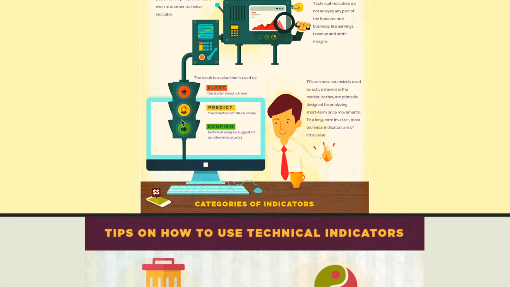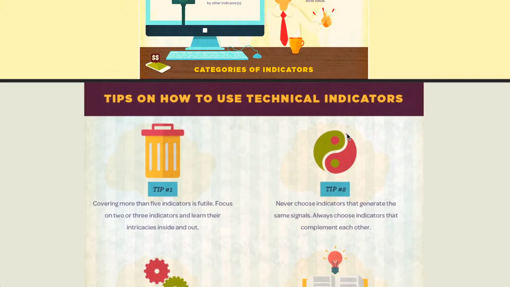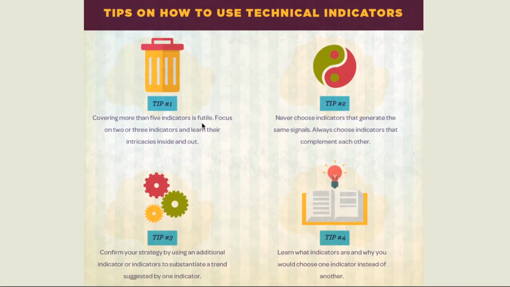Revenue, profit margin. So here you can see how it works, right? How do we use this? We use it to alert, to predict, to confirm, right? This is what we do. But read some of these in between the lines, I'll call it. Technical indicators are extremely used by active traders in the market, as they are primarily designed for analyzing short-term price movements. To a long-term investor, most technical indicators are of little value. Do you understand what that means? Most technical indicators, you do not need them. 99.9% of technical indicators, you do not need them. They're just there for God knows what, right? A rough estimate, right? That's what it is.